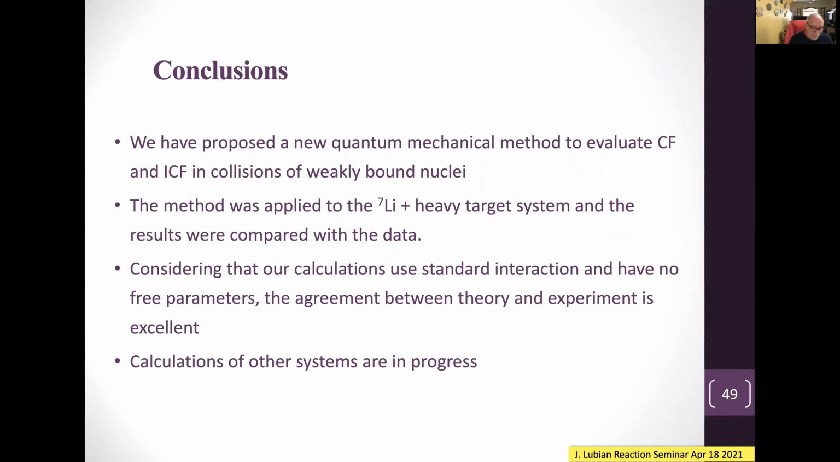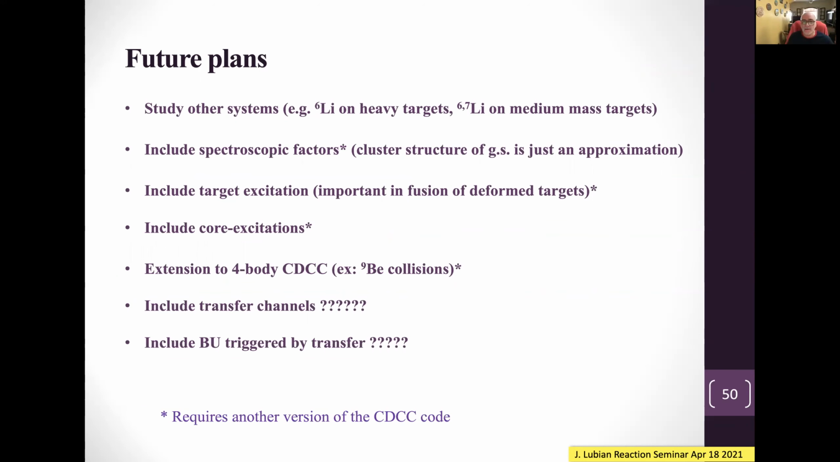We are planning to perform calculations on lithium-6 on heavy targets, lithium-6 and 7 on medium mass targets, and include spectroscopic factors to try to find some way to determine them from microscopic calculations. We also plan to include target excitations, as Moro has done with his own code. In our case, we are trying to write a new code, and also we are putting things inside Fresco. Maybe we have to talk with Ian Thompson about that. We are planning to include core excitations.